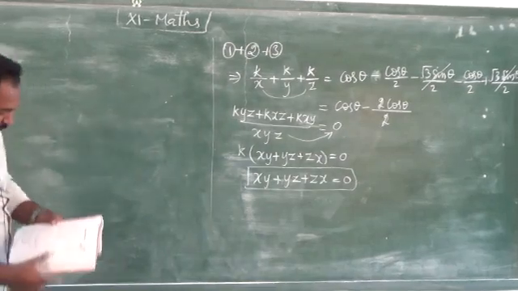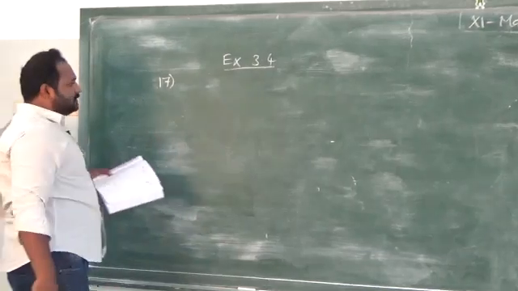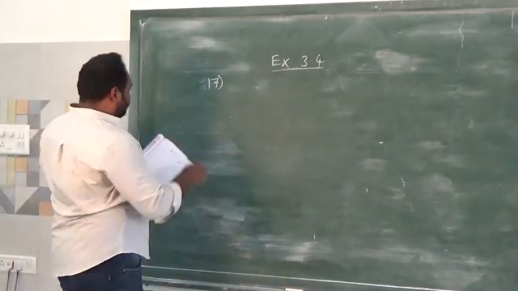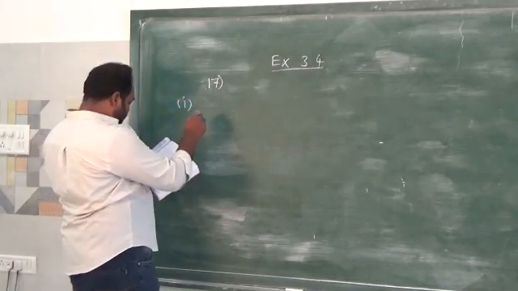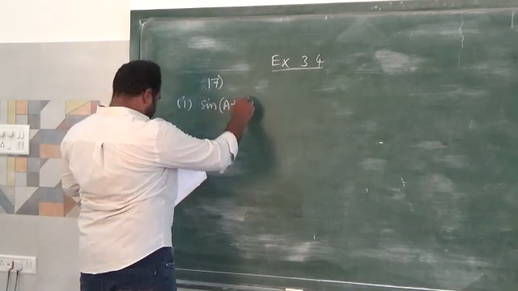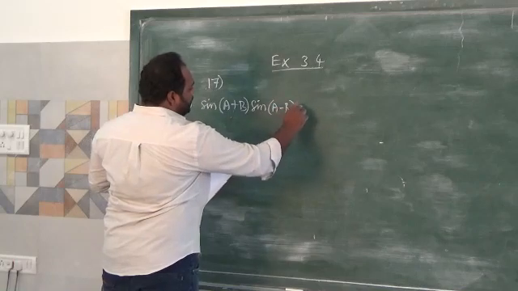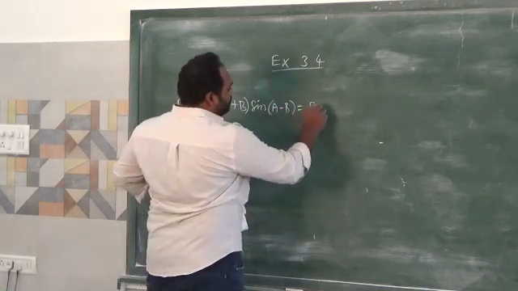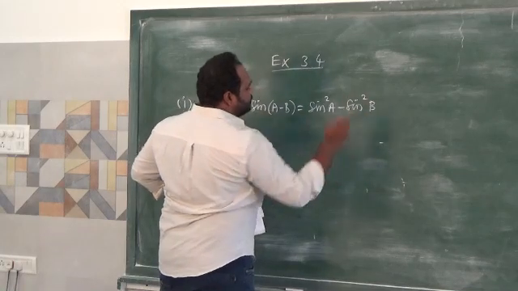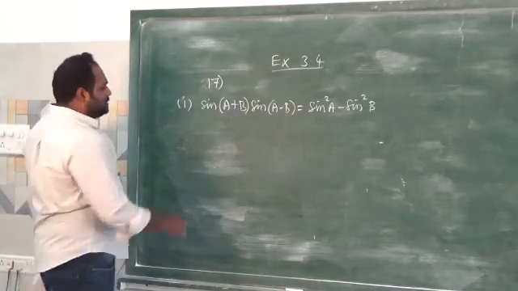Question number 17. Here we have 4 subdivisions to prove. So first let me write all the 4 subdivisions. Sine of a plus b into sine of a minus b equal to sine square a minus sine square b. Here I am going to prove LHS equal to RHS.